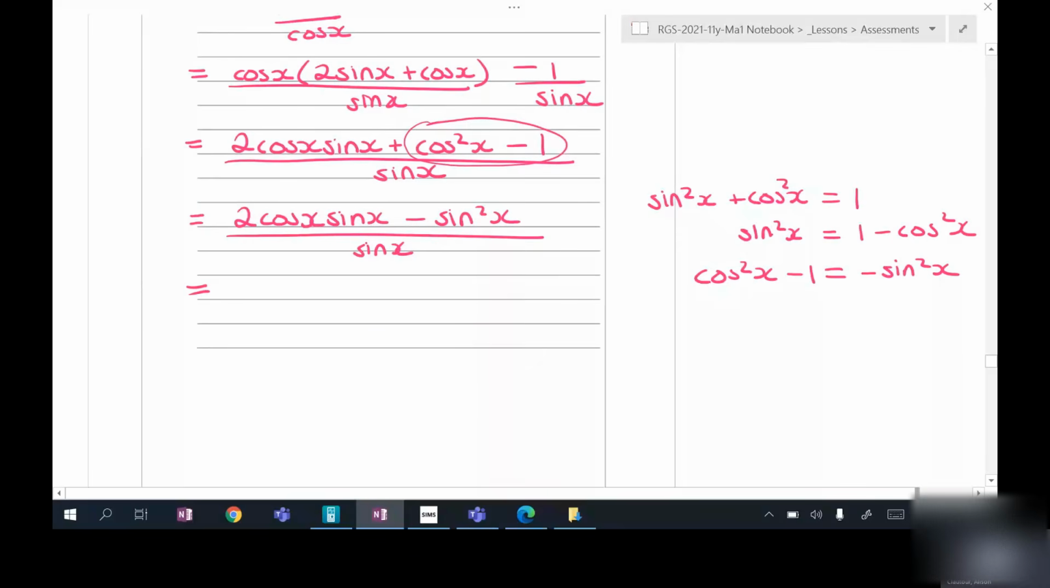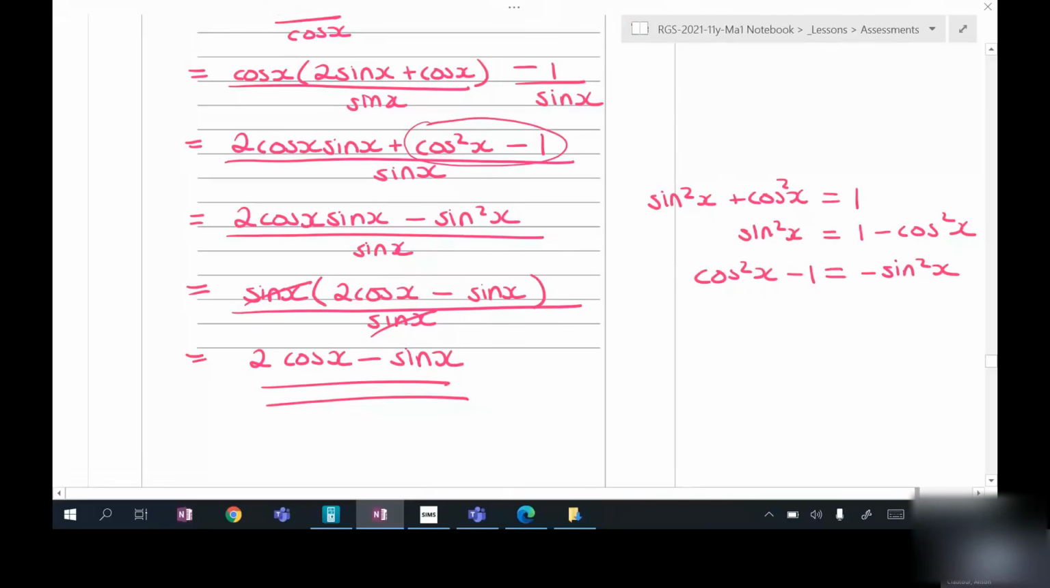And then that allows me to factorise. I've got sine in both terms, so I'm going to factorise sine x out the front. And we've got 2 cos x minus sine x, which allows you to cancel your sine x on the top and your sine x on the bottom. So we're just left with 2 cos x, take away sine x.